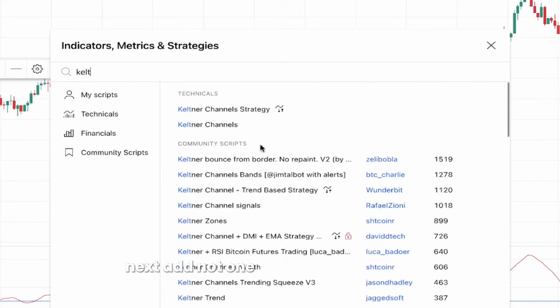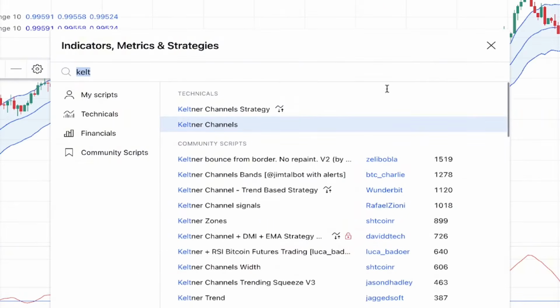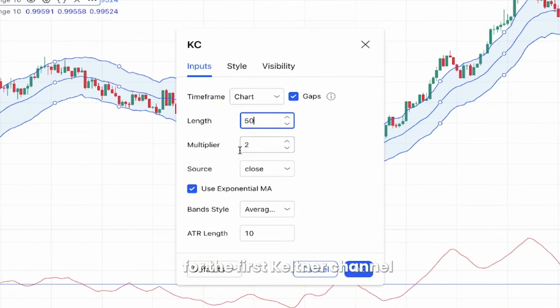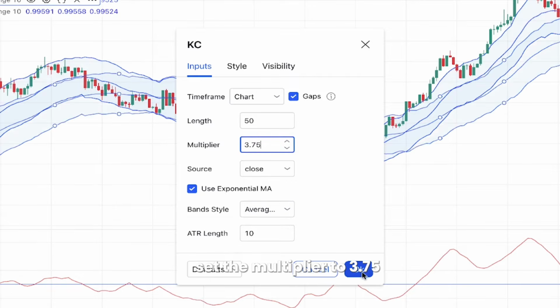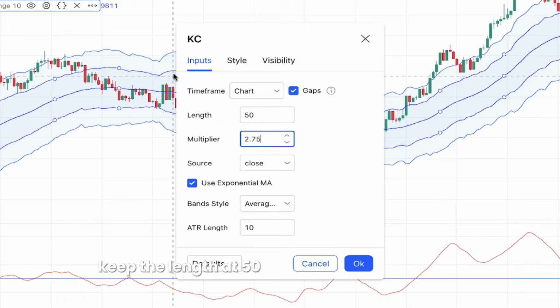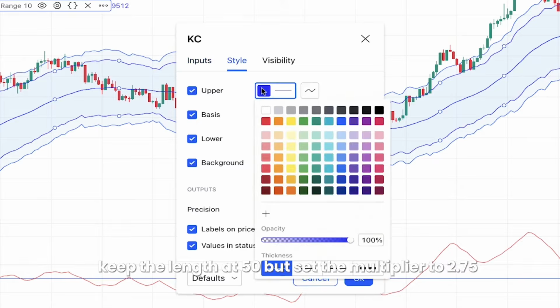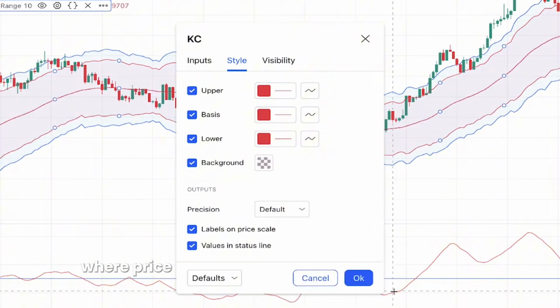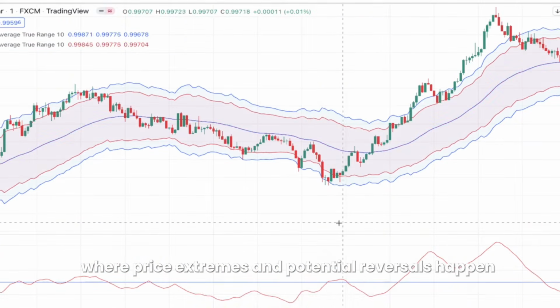Next, add not 1, but 2 Keltner channels. Both should have the length setting at 50. For the first Keltner channel, set the multiplier to 3.75. This will be the outer, wider band, so let's color it blue for easy identification. For the second Keltner channel, keep the length at 50, but set the multiplier to 2.75. Color this one red. This will be our inner band. These 2 bands combined set up a volatility-based zone where price extremes and potential reversals happen.